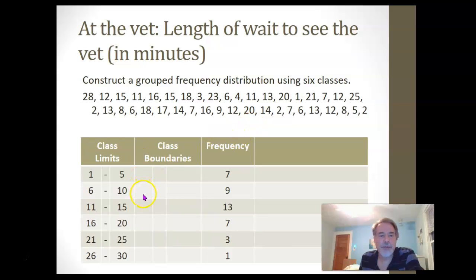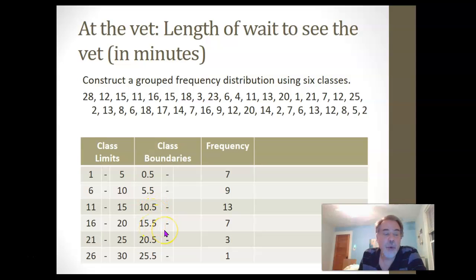What about the boundaries? The lower limit of the first class is 1. What's the lower boundary? If you said 0.5, you are exactly right. What's the lower boundary of the second class? 5.5. And then 10.5, 15.5, 20.5, 25.5. Notice that just like the lower limits and the upper limits, the boundaries go up by 5 each time, because that's what we're using for the width.